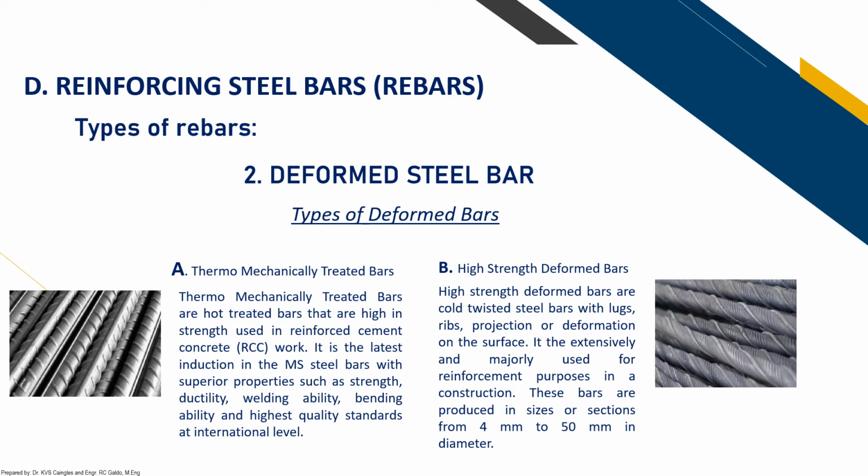Okay, so if you say deformed steel bar, there are two kinds: the thermo mechanically treated bars or the high strength deformed bars. Thermo mechanically treated bars are hot treated bars that are high in strength, used in reinforced concrete or RCC work. It is the latest induction in steel bars with superior properties such as strength, ductility, welding ability, bending ability, and highest quality standards at international level. Whereas high-strength deformed bars are cold twisted steel bars with lugs, ribs, projection, or deformation on the surface. It is extensively used for reinforcement purposes in construction. These bars are produced in sizes from 4 mm to 50 mm in diameter.